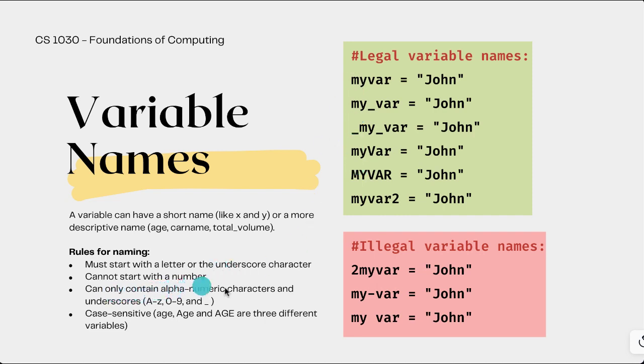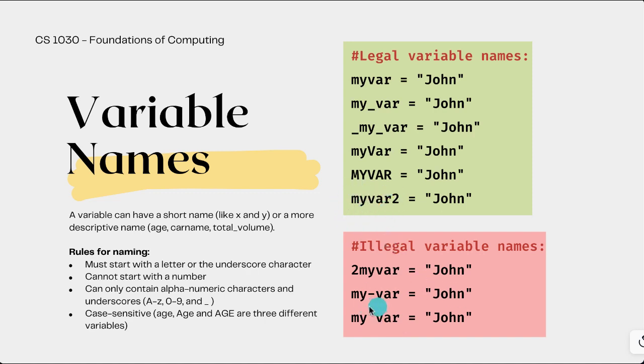They cannot start with a number. So notice that under illegal variable names we have a 2. That is illegal, to start off a name with a number. Names can only contain alphanumeric characters and underscores. So anything between A and Z, 0 and 9, and you can also use the underscore. Here we have a bunch of underscores. You can have a number in your name. It just can't be that first character in your variable name.